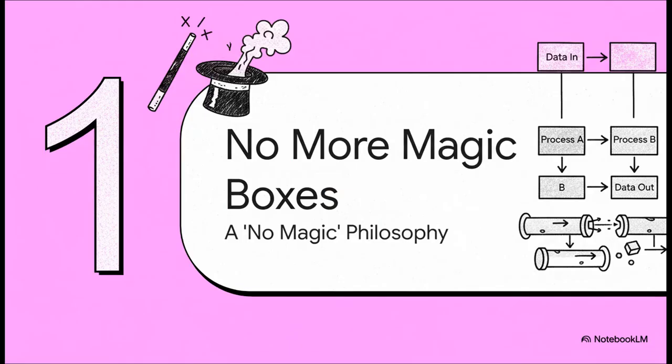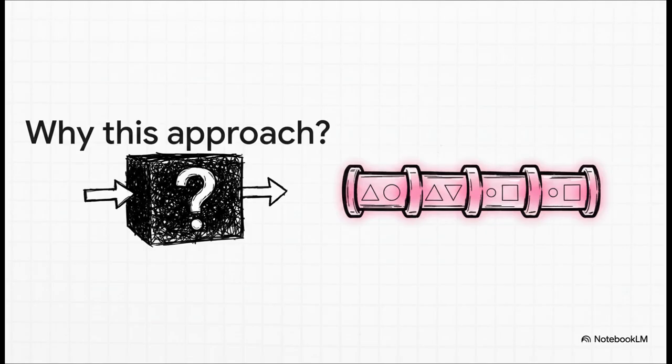The whole idea here is simple. No more magic. Seriously. We're going to stop thinking about our AI pipeline as some kind of mysterious spell and start seeing it for what it really is. It's just a simple, logical flow. Plain old Python data moving from one step to the next. And you know what? That little shift in how you think about it, that's the key to building stuff that actually works.